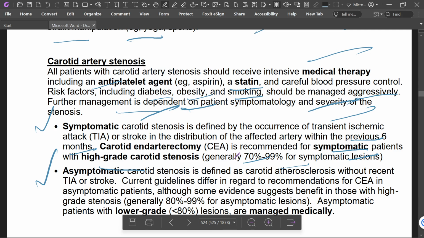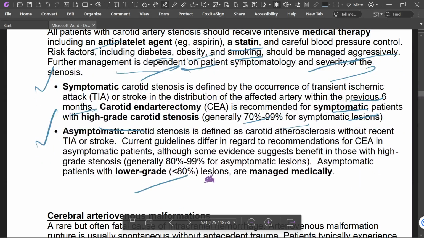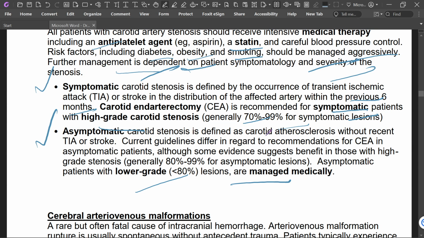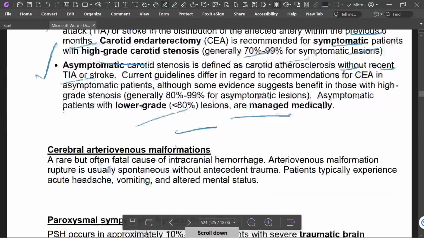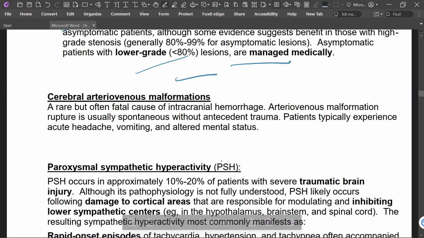An asymptomatic patient with a low-grade lesion, less than 80%, is managed medically. Asymptomatic is defined as carotid atherosclerosis without a recent stroke or TIA. In symptomatic patients, there is a recent stroke or TIA in the distribution of the affected artery within the 6 months, and at that time carotid artery treatment should be done. But an asymptomatic patient with a low-grade lesion less than 80% should be managed medically.